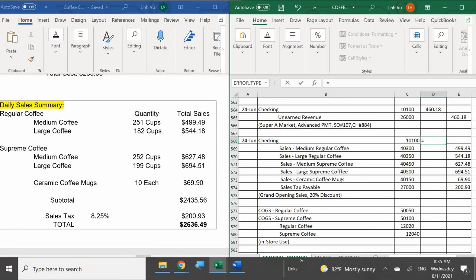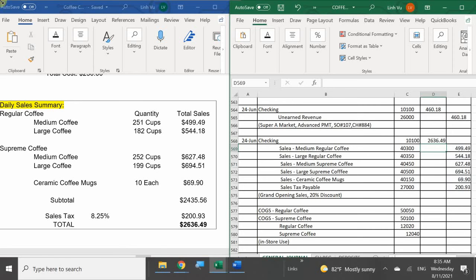So once again, this is going to be an equal sum so I can calculate whether all my debits and credits match. In this case, I got a total checking of $26.36.49. $26.36. Good. All right.